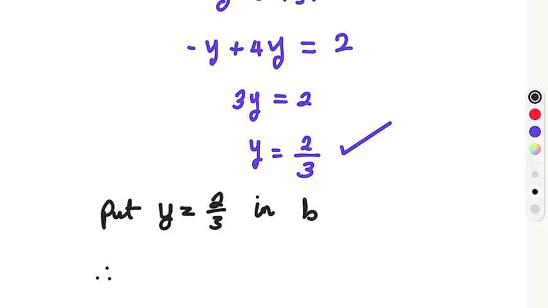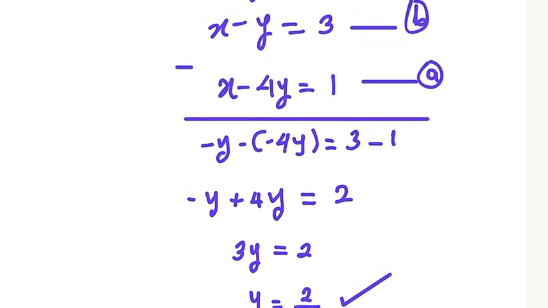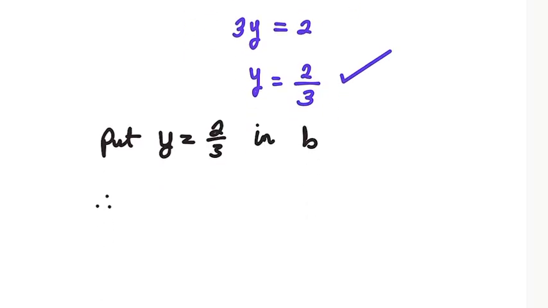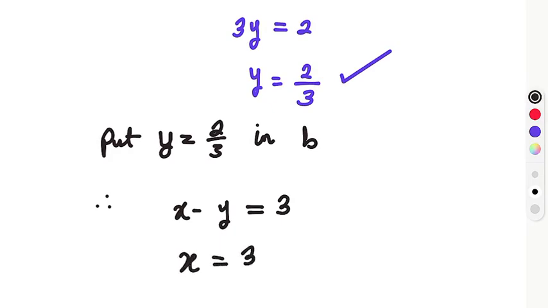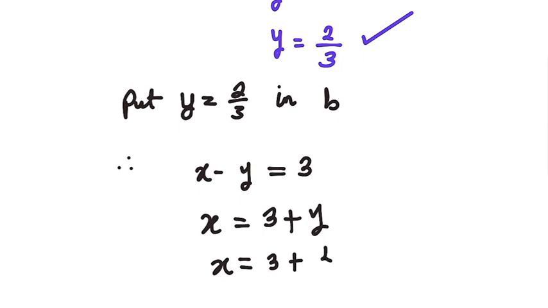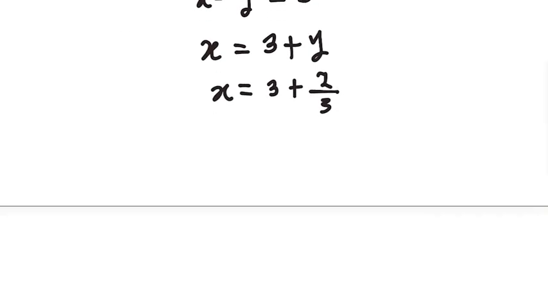So what is there in equation b? Equation b states that x minus y equals 3. So I'm going to have x to be 3 plus y. So x is now going to be 3 plus what is y? y is 2 upon 3. All right, so moving on, we're going to have x equals. Now from here you see that this 3 is like over 1.